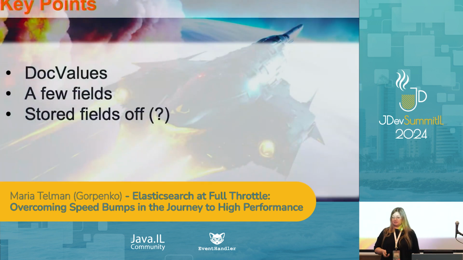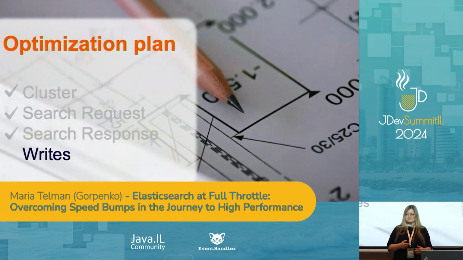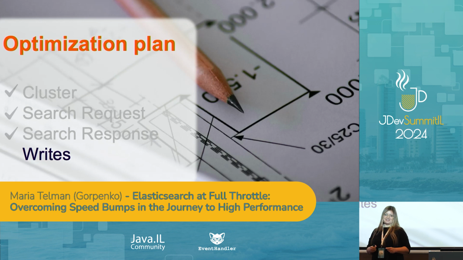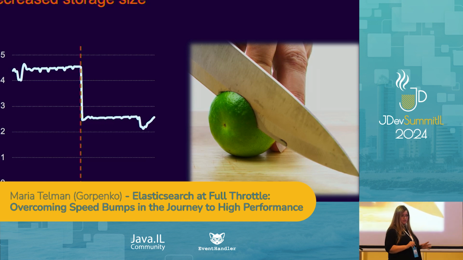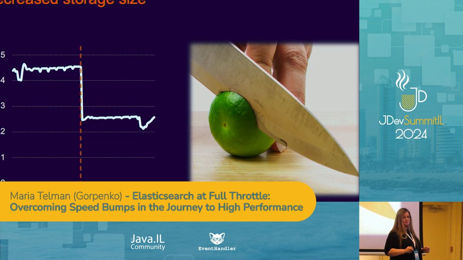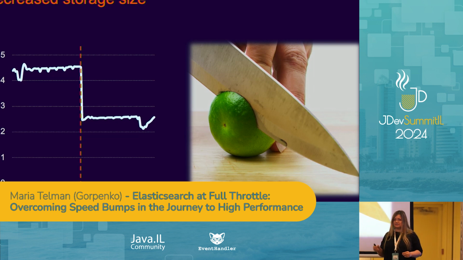To recap, to optimize our search response, we use doc values to get just a few key fields and consider disabling stored fields. And now it's time for our last question: how to write to Elasticsearch. Some time ago, after we had stopped getting data from Elasticsearch, we decided to remove all unused fields. We removed a lot. The size of our storage almost halved.